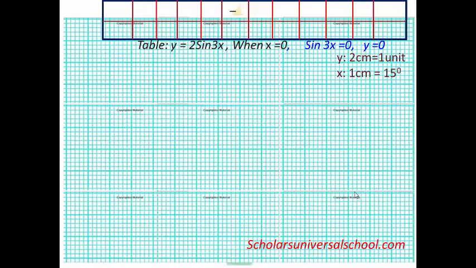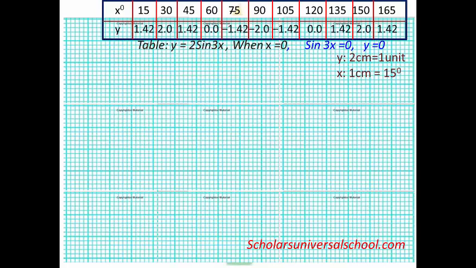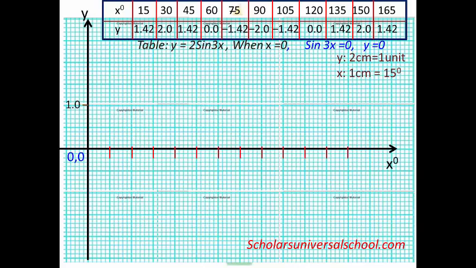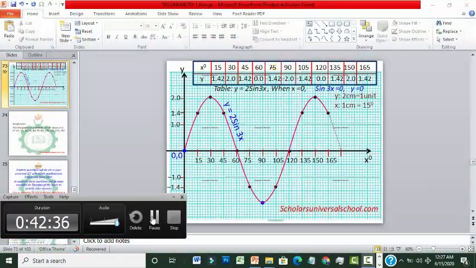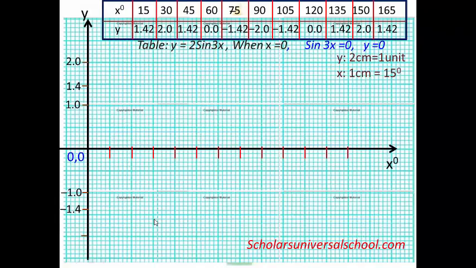And just the way we plotted the graph for sine and cosine earlier, we can also plot the graph of y equals 2 sine 3x. Recall that when x is 0, 3x will be 0, and y is also equal to 0. Then you can plot your graph as usual. So these are the x and y axes. Now this is the table.